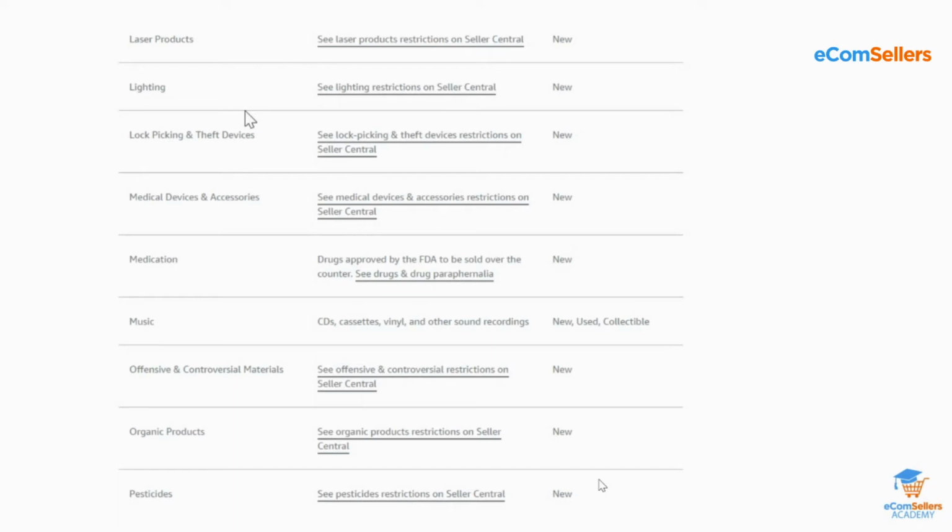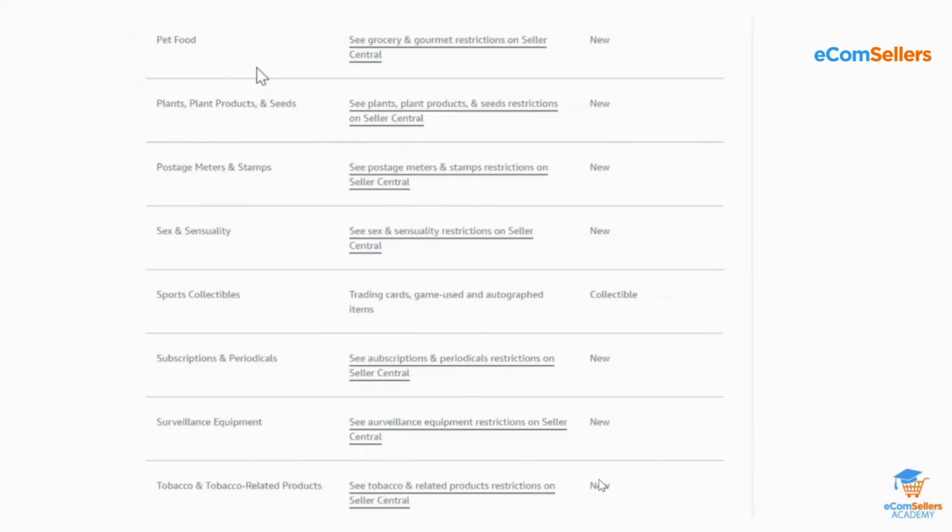Organic products says you can sell them as new. Pesticides says you can sell them as new. Again, you want to go read that. Pet food, definitely go read that. You can sell them as new. Plants, plant products and seeds, you can sell those as new. Postage, meter, and stamps, you can sell those as new. Sex and sensual products, you can sell those as new, and you're going to go read the guidelines around that. Sports collectibles, you can sell those as new. So sorry, as collectibles.